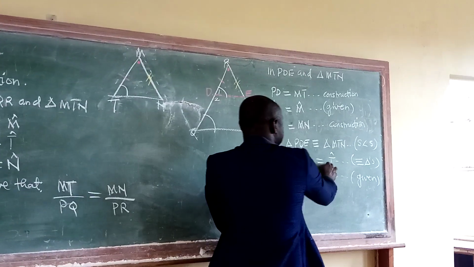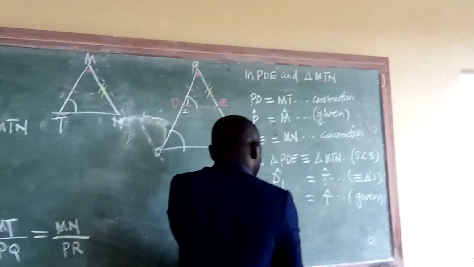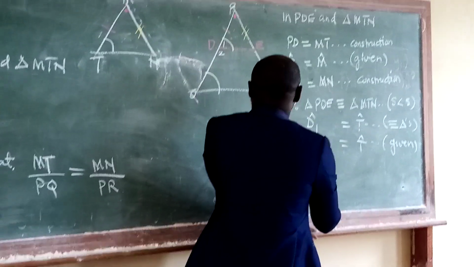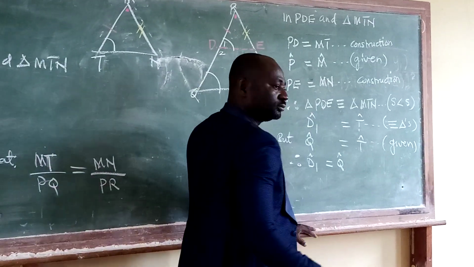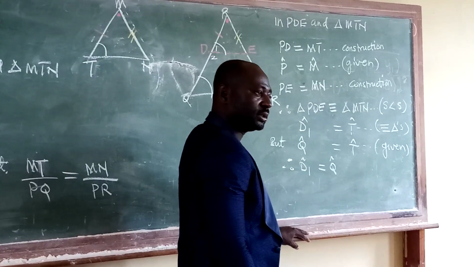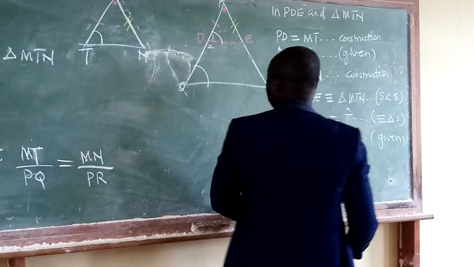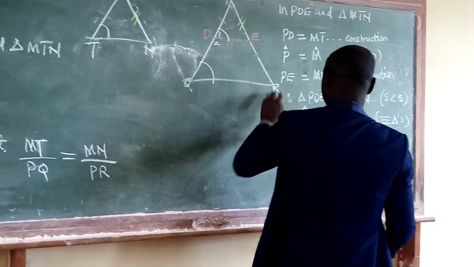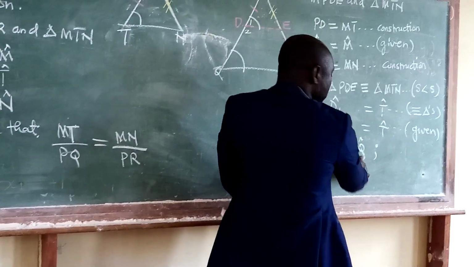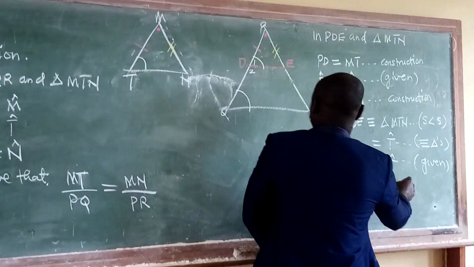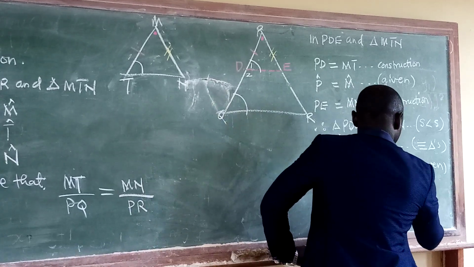So if D1 is equal to T and angle Q is equal to T, then I can say, therefore, angle D1 is the same as which angle? Angle Q. You get that? So if D1 is equal to Q, it makes the line DE parallel to QR. So you say if D1 is equal to angle Q, then the line DE is parallel to the line QR.